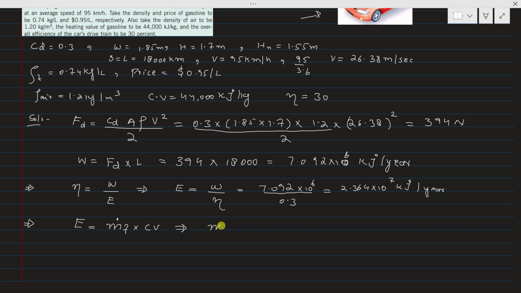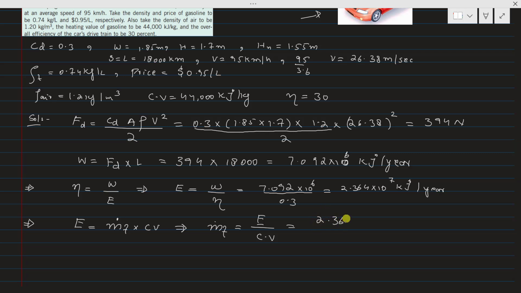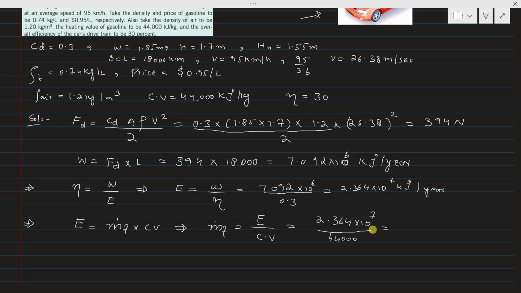We can say that the mass flow rate of fuel is equal to energy supplied divided by calorific value. So what is energy? That is 2.364 multiplied by 10 to the power 7 divided by calorific value, that is 44,000. After solving you will get the mass flow rate of the fuel that is used per year, that is 537.3. Okay, next we need to find the volume flow rate that is used per year.